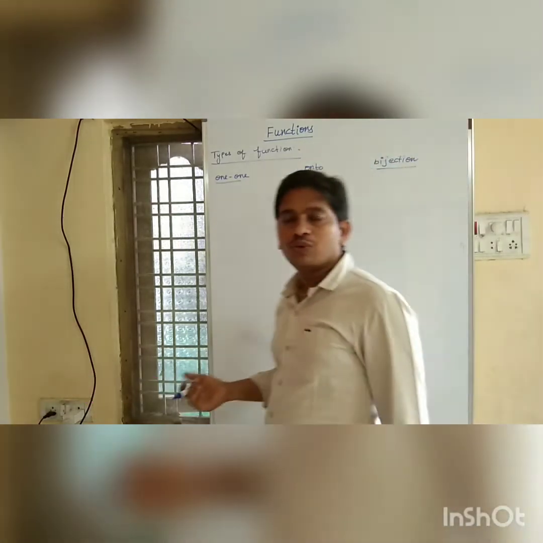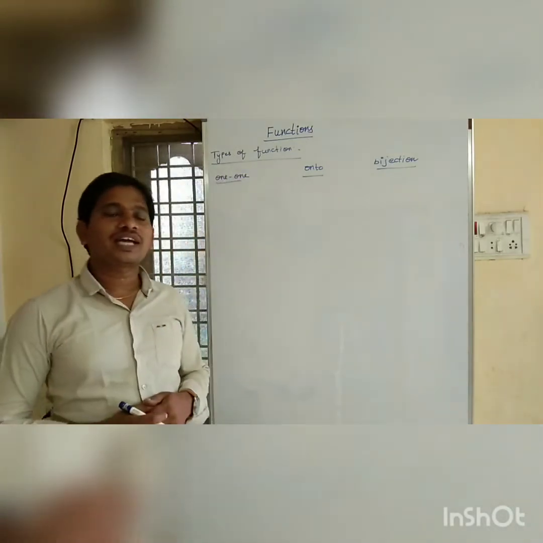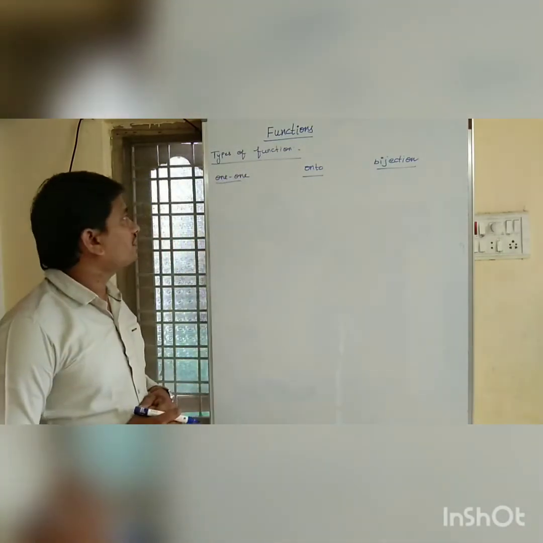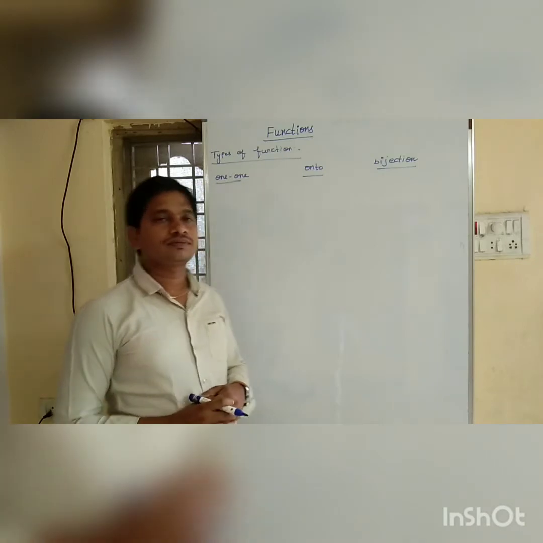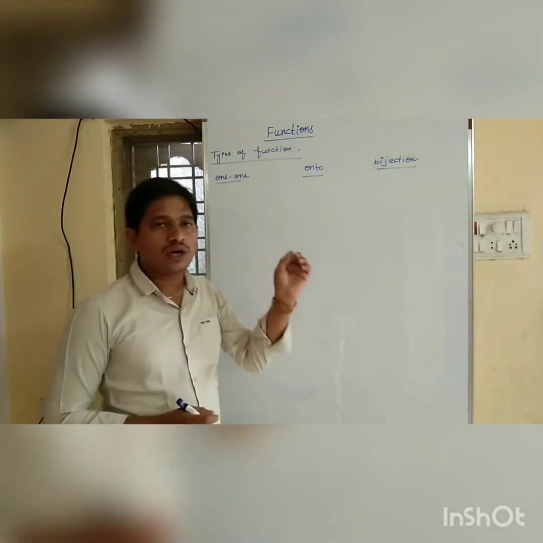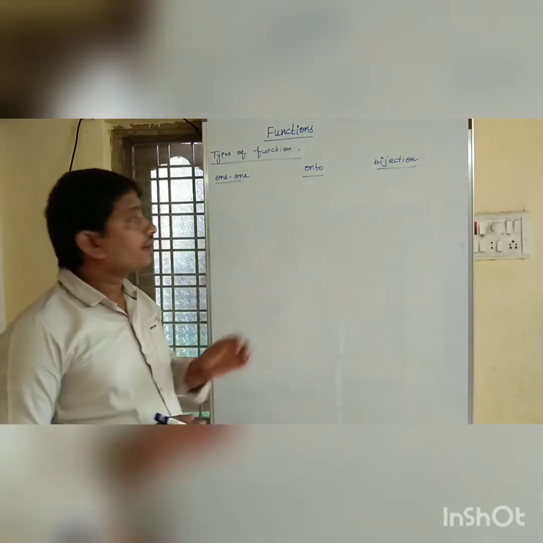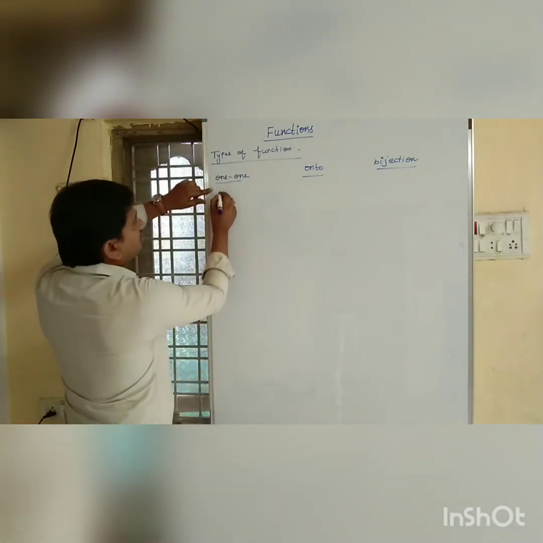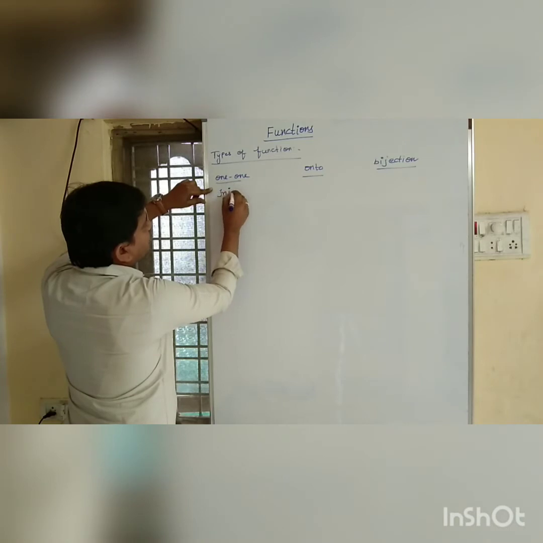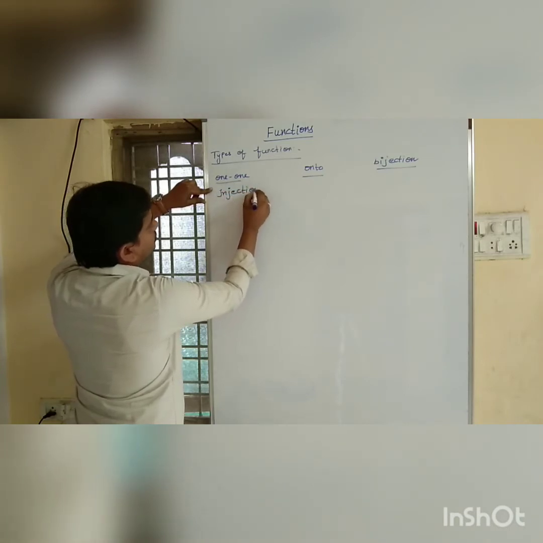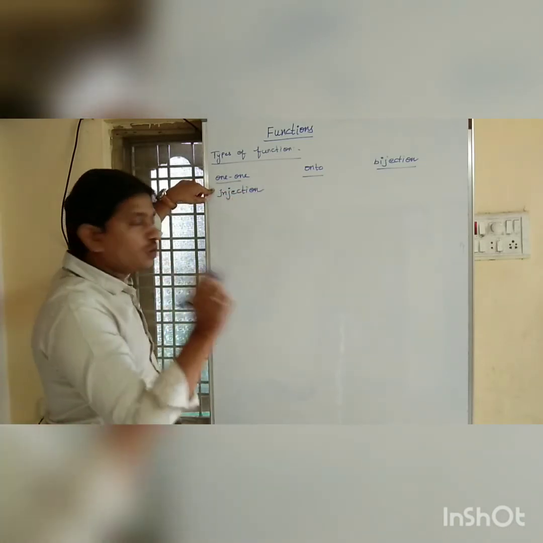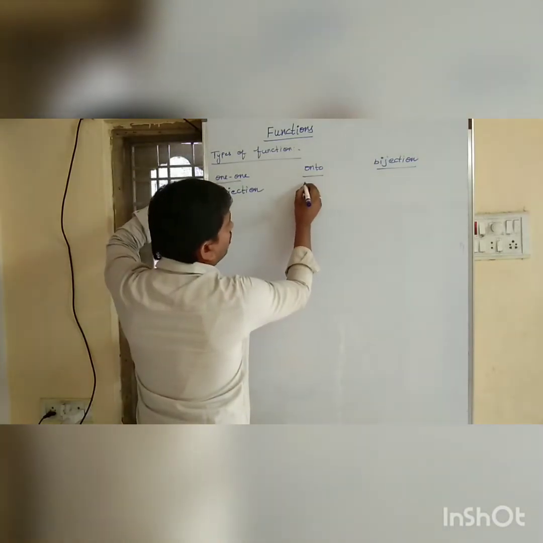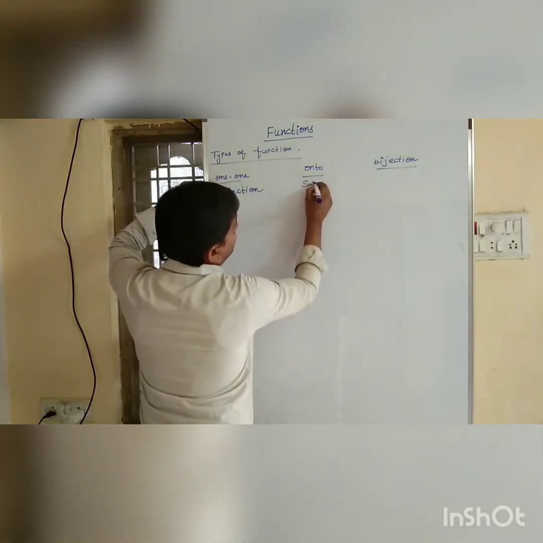Children, now let us see what the types of functions are. The first one is the one-one function, the second one is the onto function, and then the bijection. Children, a one-one function we can also call an injection, and an onto function we can also call a surjection.